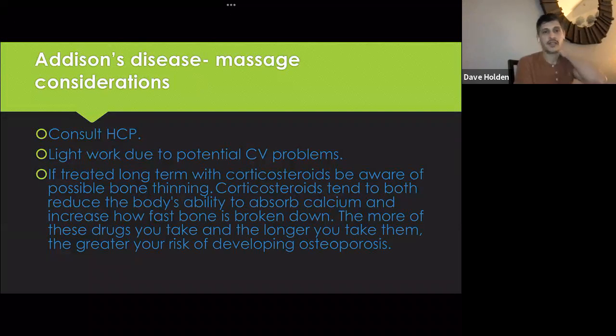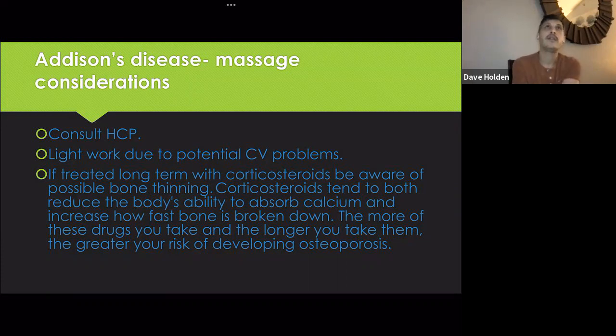So for massage considerations, I would really much like to talk to their doctor just to make sure, or have a really complete medical history so I know all the conditions that we're dealing with. Since the cardiovascular issues are present, so we may have decreased circulation or really low blood pressure, I'm going to use really light pressure. I'm not really going to go deep or do anything that's going to put stress or strain on the body.